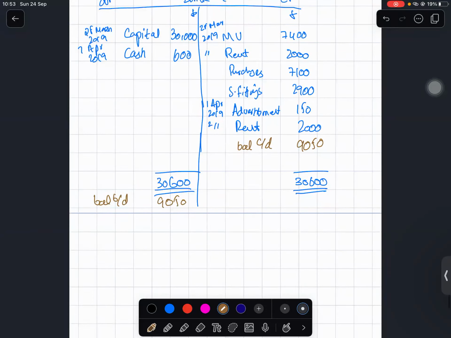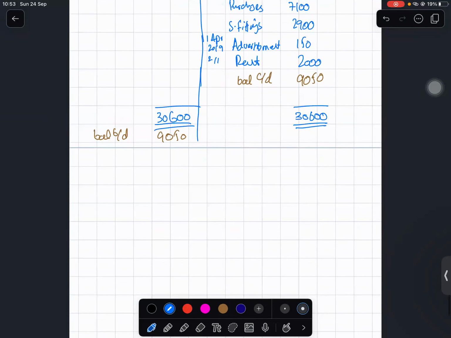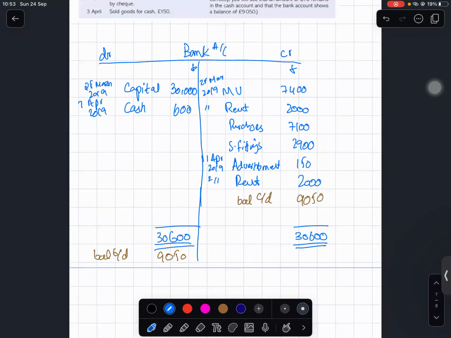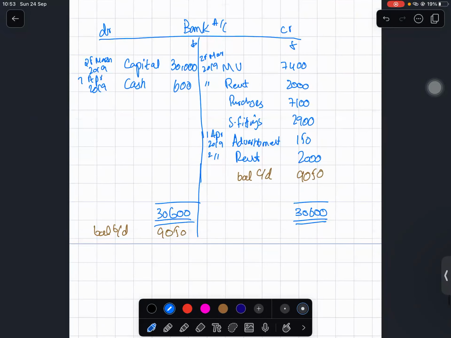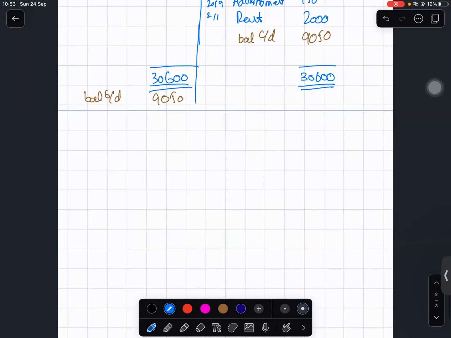Okay, good. So once this account is done, then we can get to the other accounts, and we can just look at the bank account first and see what other accounts we need. We will need to make a motor vehicle account, a rent account, a purchases account, a shop fitting account, an advertisement account. Rent has already been made. We will need to make a capital account and a cash account. Okay, so we make all these. Let's make the rent account first.